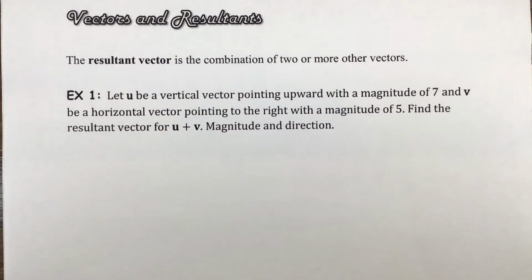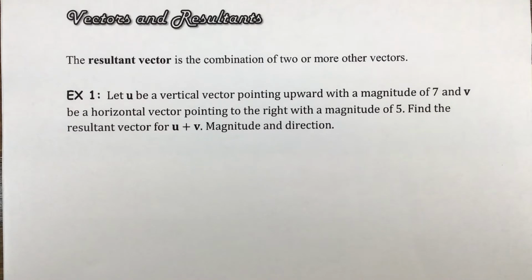Vectors and resultants. The resultant vector is the combination of two or more other vectors. In other words, all we're doing here is adding two vectors, or maybe three or four vectors, and looking at one single vector that would represent the sum of those vectors, okay?